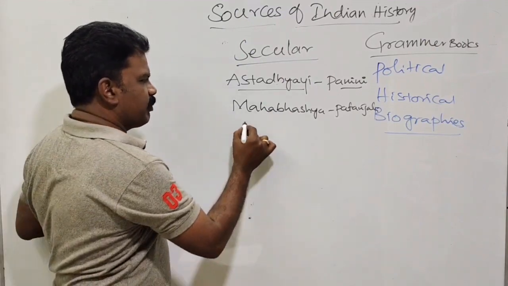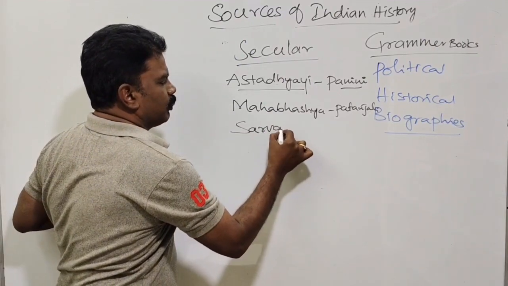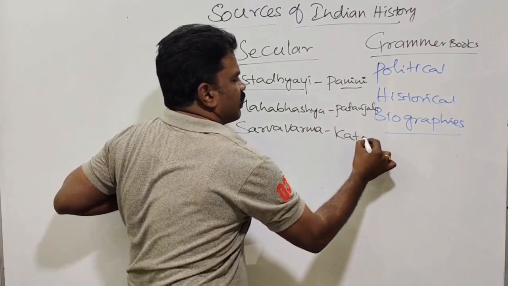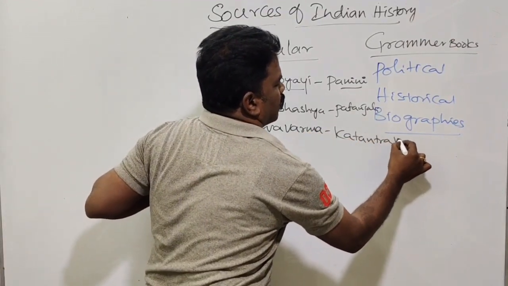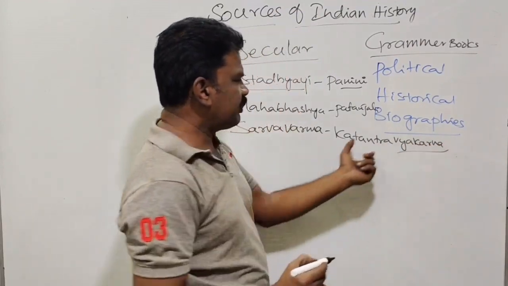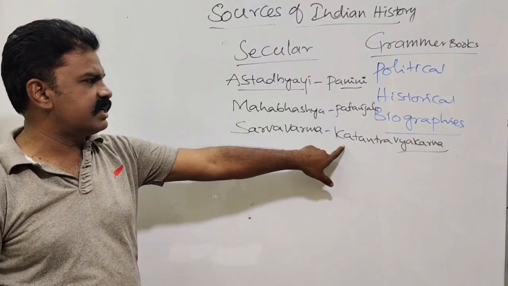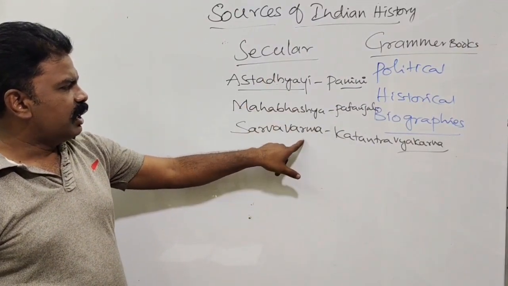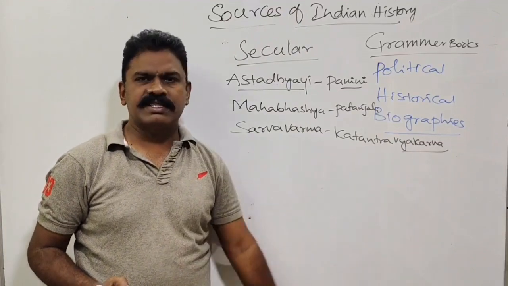Along with this, Sarvavarma, during the time of the Satavahanas, wrote Katantra Vyakarana. It was a commentary on Sanskrit grammar. Similarly, Mahabhashya is also a commentary on the Ashtadhyayi. It was a commentary on Sanskrit grammar.